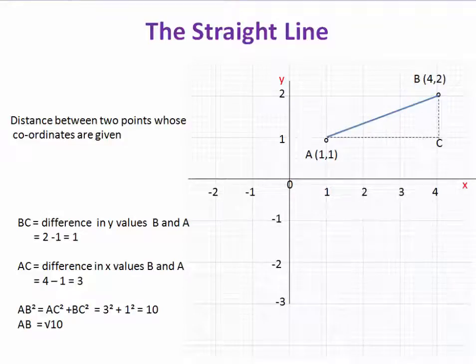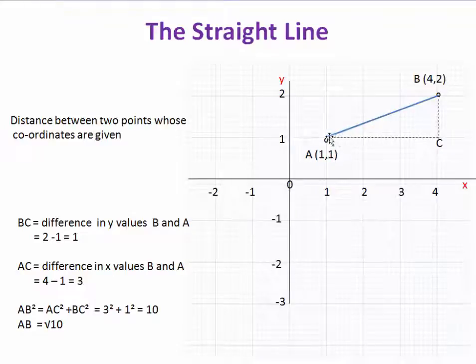Here we're going to look at how we can find the distance between 2 points, and we're given the coordinates of the 2 points. A as (1, 1) and B as (4, 2). So A is 1 along, 1 up, 1 along the x, 1 along the y-axis. B is (4, 2), 4 along the x-axis, 2 up along the y-axis.